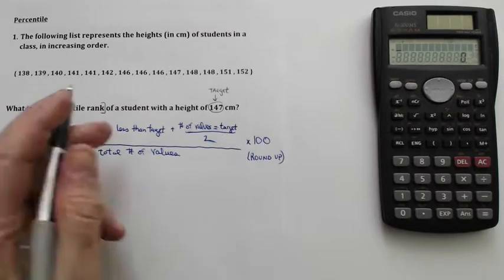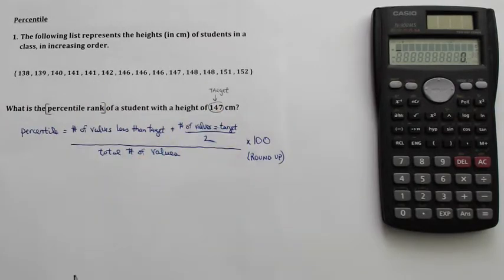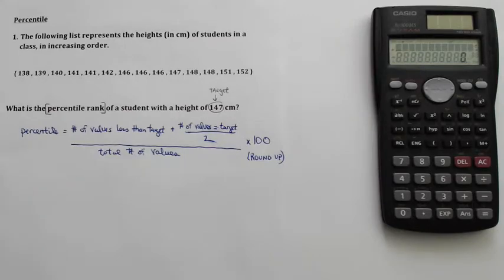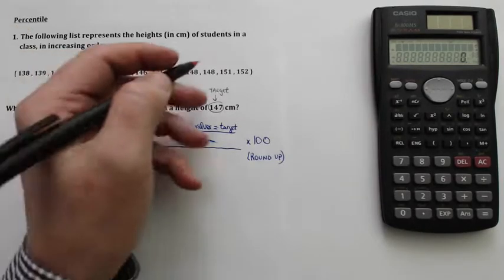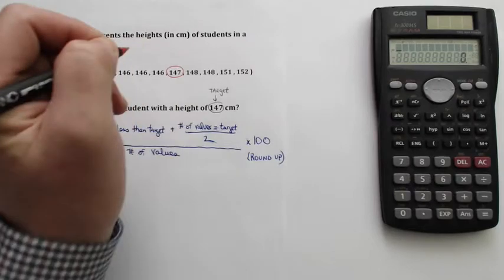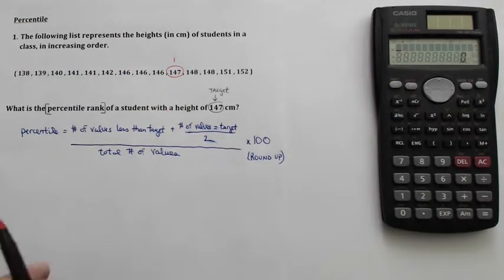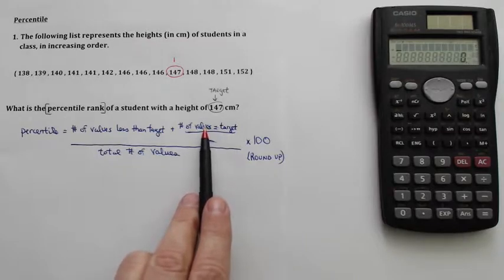So we're going to go ahead and calculate the percentile rank of somebody with a 147. In order to do that, there's a couple of tricks that I use. First thing I do is I go and find the 147. There it is, and I'll just take note we only have one of them, and so we know that there's going to be a 1 over here.